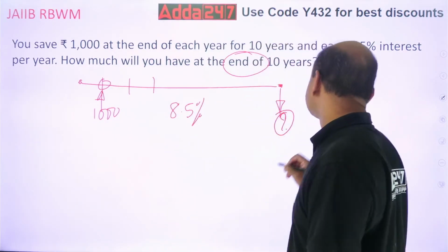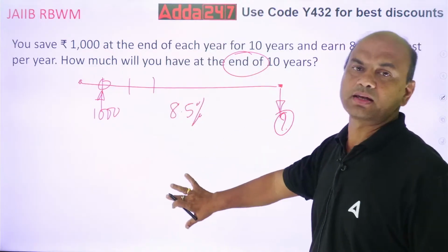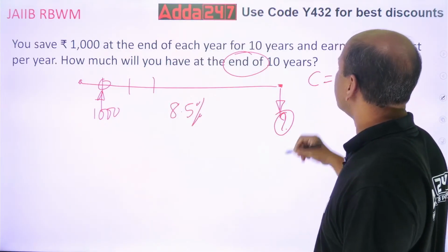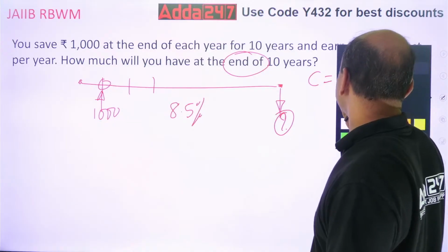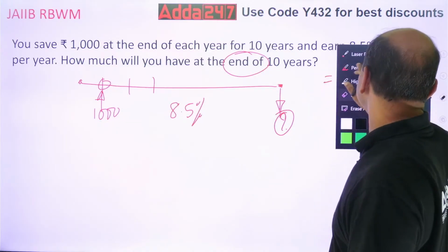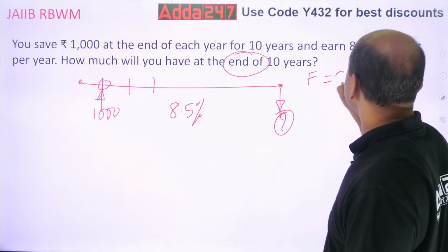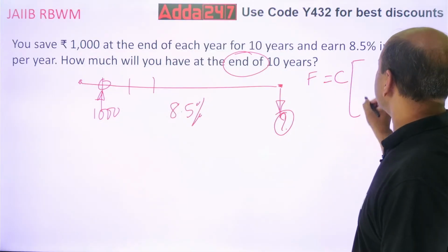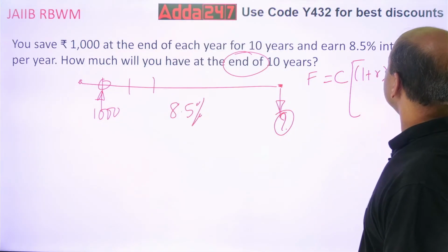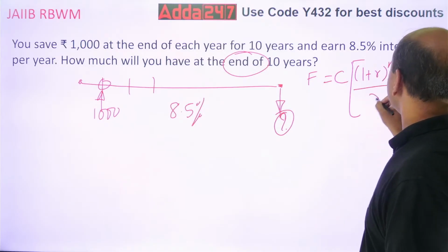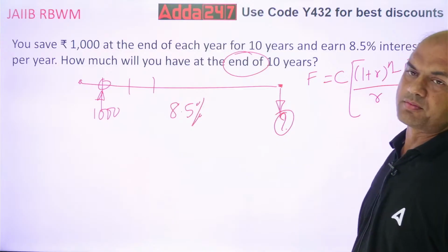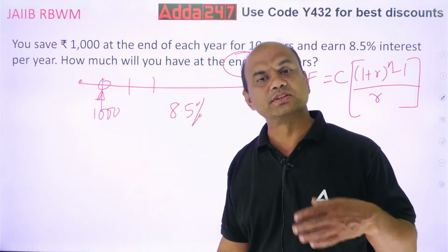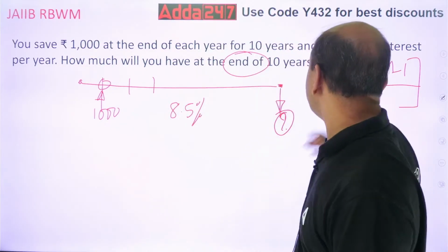See, I'll write the formula over here and then directly write the answer. F equals, not C, future value you want. So future value F equals C into, whatever I invest per year, C means 1000, into (1 plus R) raised to N minus 1, the whole upon R. I want only future value now. This is the formula for future value. The formula for present value is different. So now you will be using this formula.